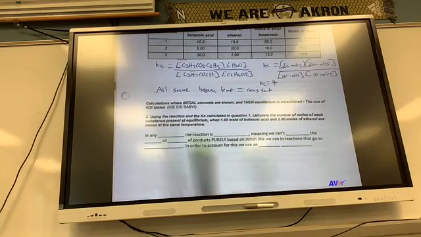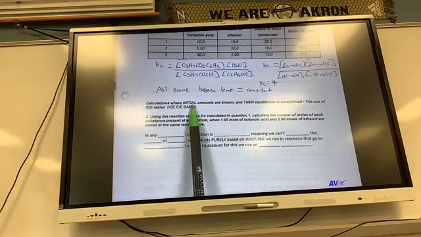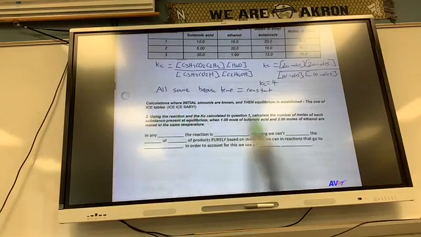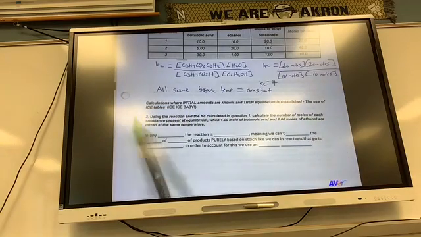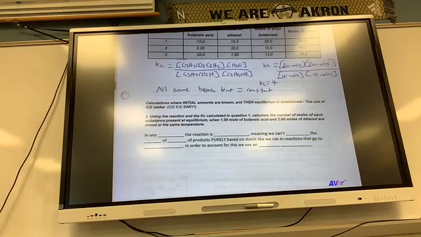All right, here we go. Calculations where initial amounts are known, then equilibrium is established. This is where we use ICE tables. An ICE table is a classic calculation that you'll be doing now until you're done with chemistry, whether that's in college or just this year. ICE tables are key, so I'm going to show you how to use it.